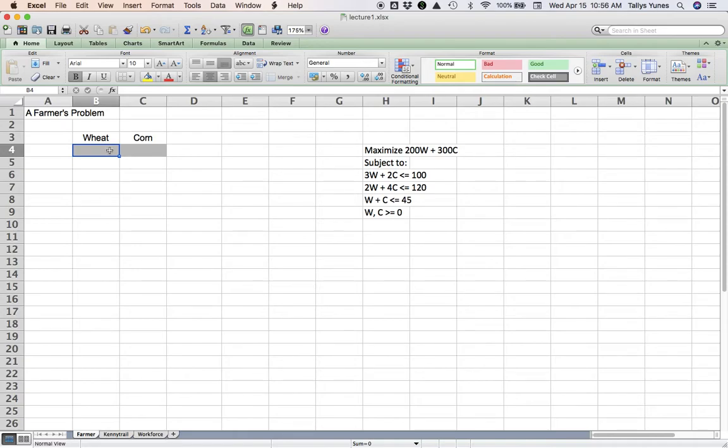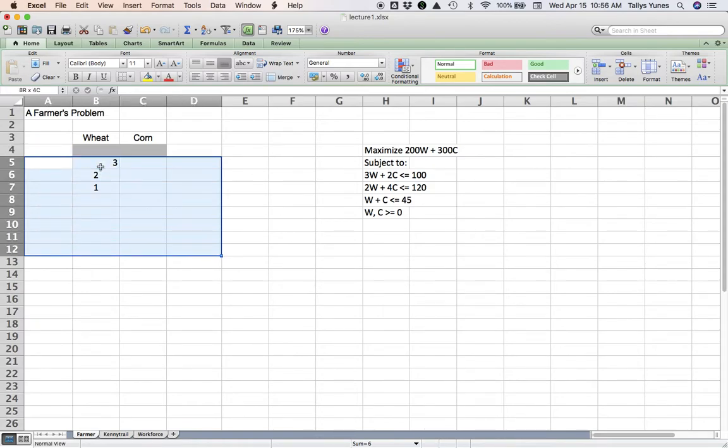Great. Because this model is quite simple and small, we can approach it the following way. Take every variable in the model and look through the constraints and find what are the numbers multiplying that variable in that constraint. For W, it's 3, 2, and 1. So I'm going to put these numbers right below the cell that I reserved for the wheat variable. 3, 2, and 1. Let me center all this so that it looks a little prettier.